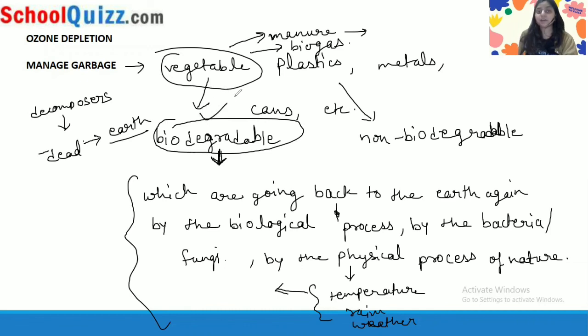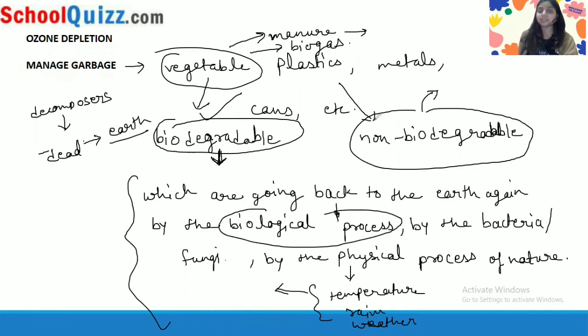These are the biodegradable, and non-biodegradable is the opposite, because these cannot be processed by the biological process. Plastics can sustain in our environment for 1,000 years. Metals and cans can sustain in our environment for many years. So these affect our environment and cause pollution. These are the biodegradable and non-biodegradable garbage.